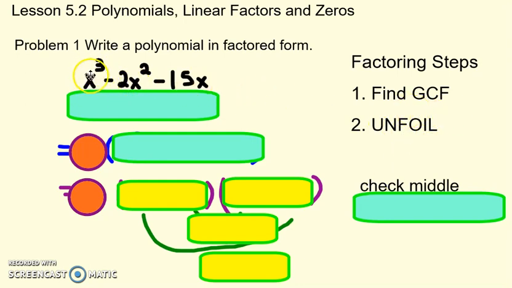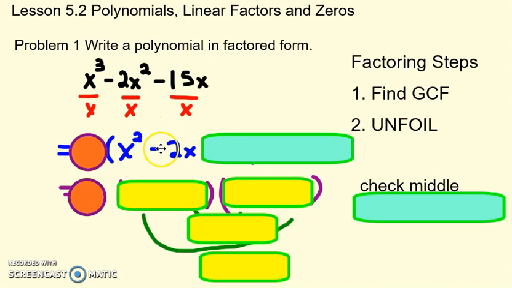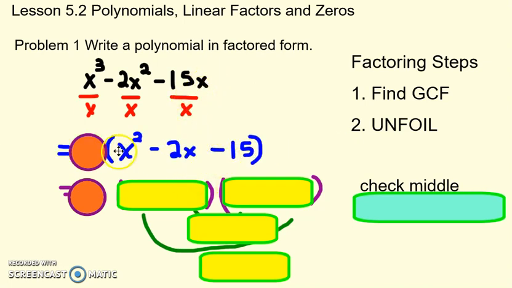I look at x cubed, I look at x squared, I look at x. They all have x in common. So I'm going to divide them all by x. X comes out of all of those. So when I have x cubed divided by x, 3 minus 1, that's how I got x squared. And then x squared divided by x, that's how I got x. So I got minus 2x. These x's cancel each other out. So I have minus 15.